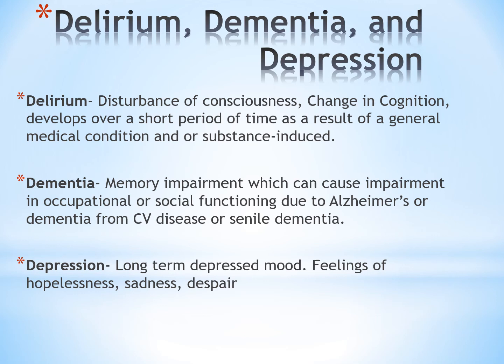Versus dementia. Dementia is a more longer-term memory impairment that can happen. And this would be for a patient that say has Alzheimer's, okay? And then a person with depression is a mood disorder that occurs over a period of time. Not just feeling sadness for a moment, but it's more long-term.